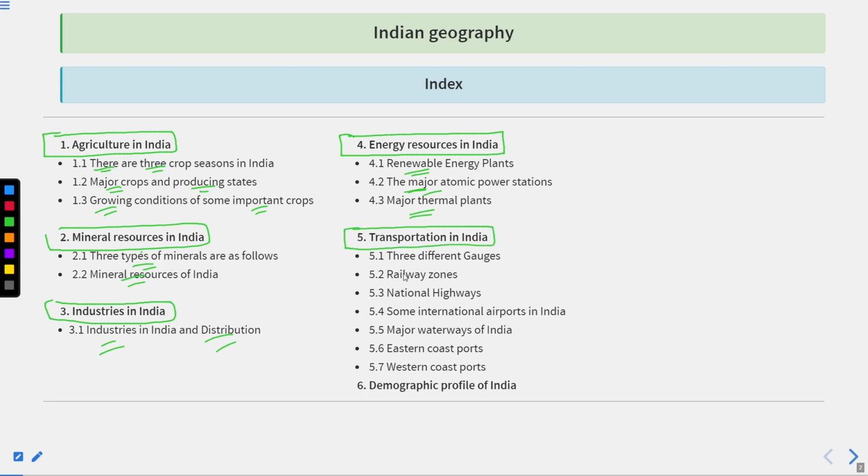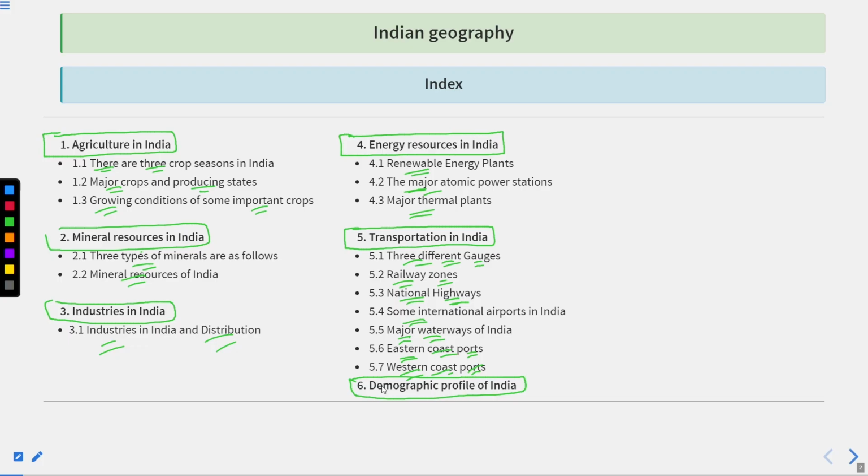Thereafter, we will have a discussion over transportation in India, in which we will discuss three different gauges, railway zones, national highways, some international airports in India, major waterways of India, eastern coast ports, western coast ports. And at last, we will discuss the demographic profile of India. So these are the topics that we are going to discuss in this lecture.